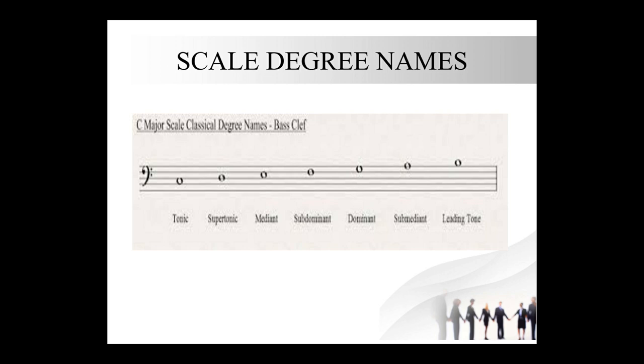classical degrees on the bass staff. So you see the first note, C, is the tonic, D is the supertonic, E is the mediant, F is the subdominant, G is the dominant, A is the submediant, B is the leading note. So these are the basic scale degree names for major scales.